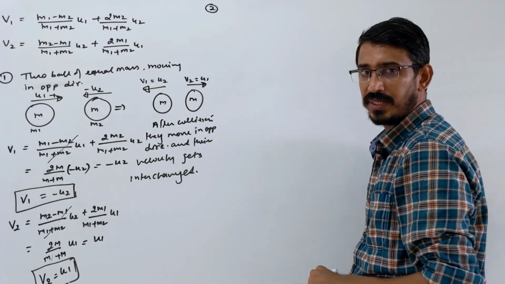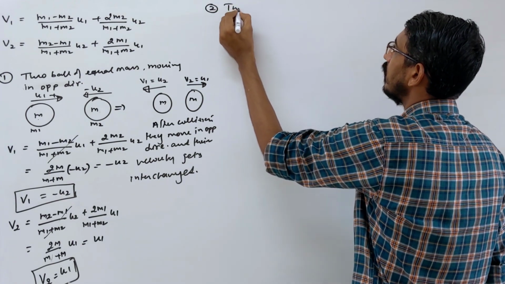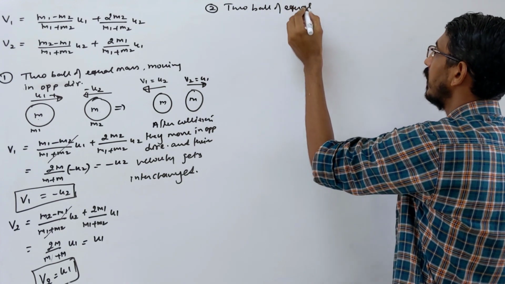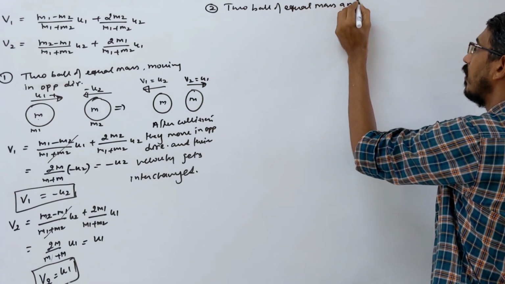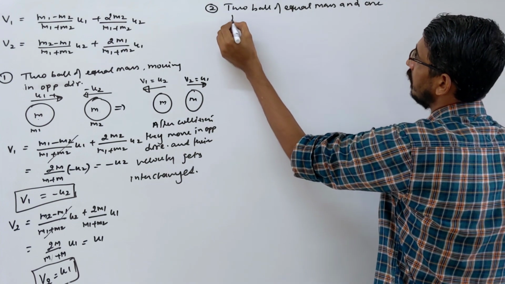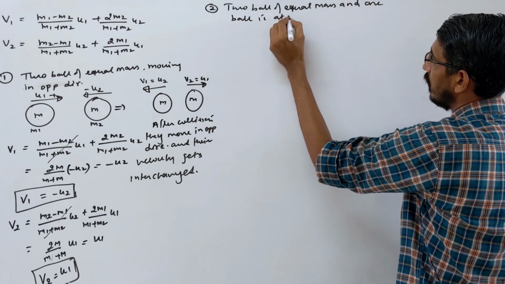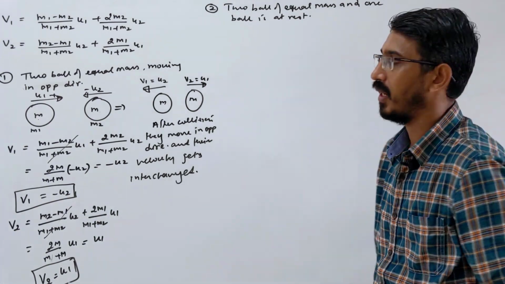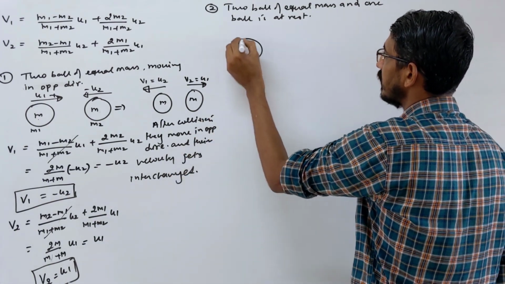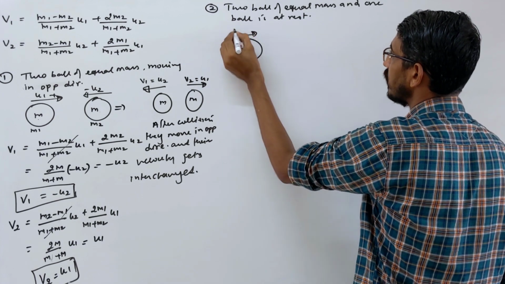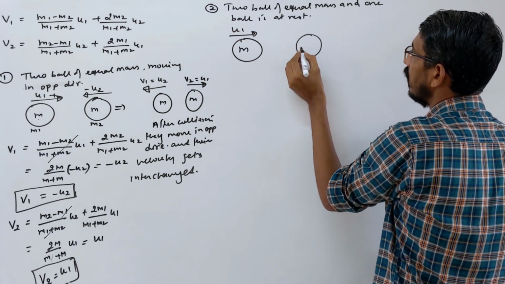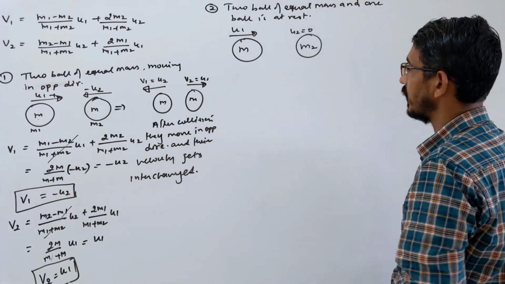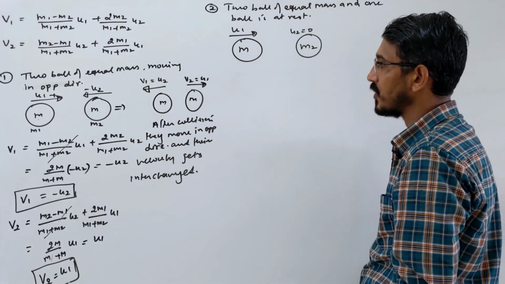Let's keep one ball at rest, okay? Two balls of equal mass again, and one ball is at rest. So one ball is placed at rest, the other ball comes and hits it, then what will the final velocity be? Let's check it. This is the initial case: a ball of mass m1 moving with velocity u1, and this ball of mass m2 with u2 equal to 0, initially at rest. This is the initial situation. Now we are interested in knowing their final velocities after collision.